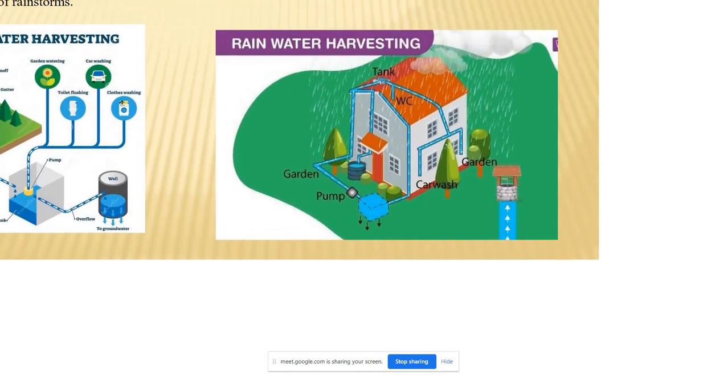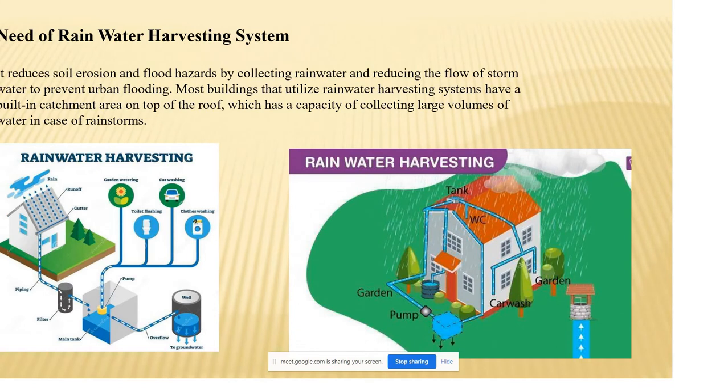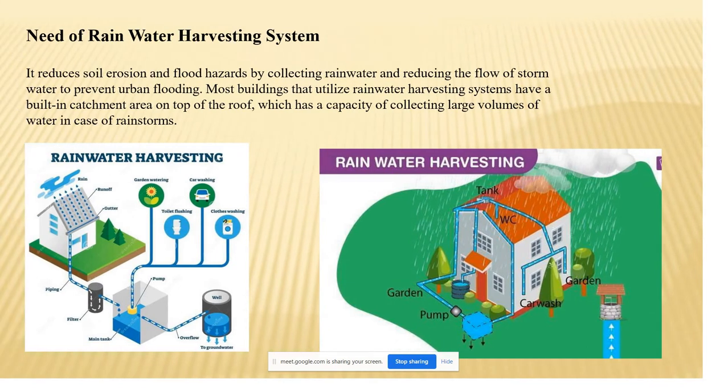Rainwater is collected from the top of the roof, and it can be collected in the main tank. And with the help of a pump, we can use it as water for gardening, toilet flushing, car washing, and many more things. And the overflow of that tank will go to the well, and from there to the groundwater. So with this purpose, we can use the groundwater recharge.